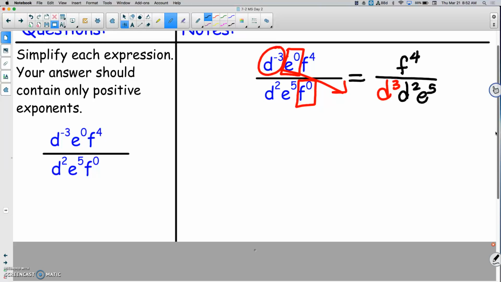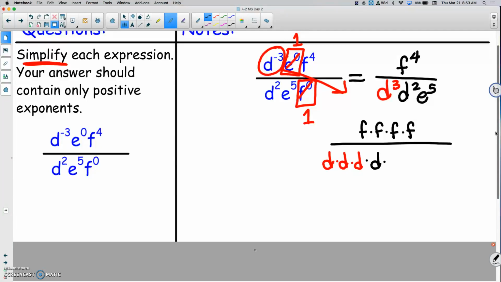Now, here's what happens with those 0 exponents. If you remember that anything to the 0 power equals the number 1, you can change those into 1s. And when you multiply 1 times something, you're not changing it. So I actually can just ignore those 2 terms. They're gone. Now, I'm not done simplifying. So when it says simplify each expression, you can only see each letter once. So you may or may not need to expand this. It's totally up to you. I'm going to expand it just so that you can see, if you're a visual learner, what's happening.